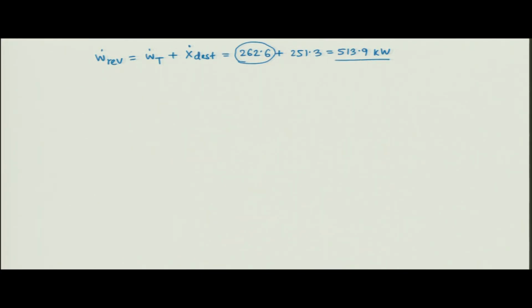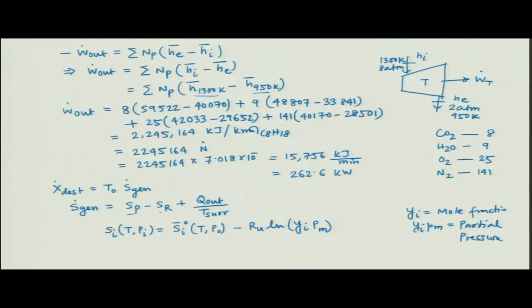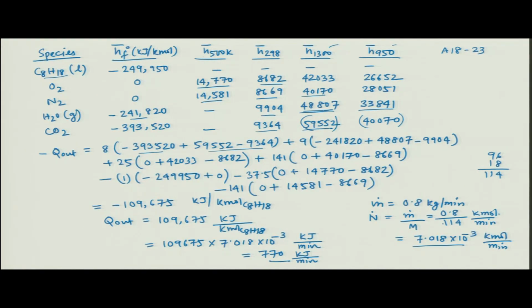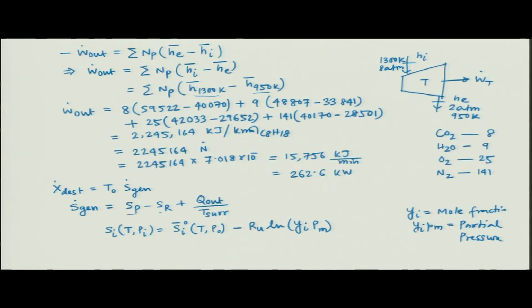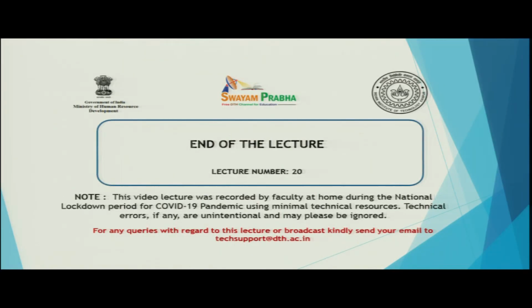So, in this problem we have done a thorough study of different things. This includes the heat transfer from the combustion chamber, and then we obtained the amount of work done from the turbine, and finally we also calculated the exergy destruction during the entire process of combustion and the work done in the turbine, and the amount of reversible work done.